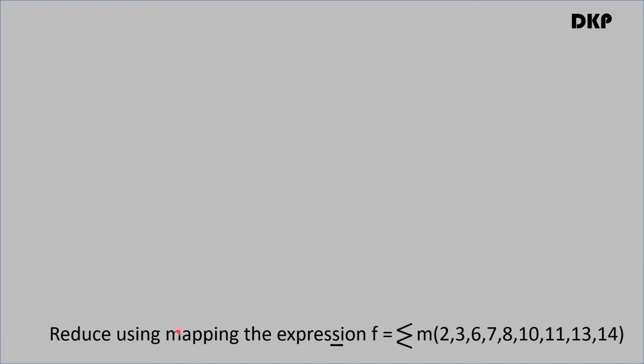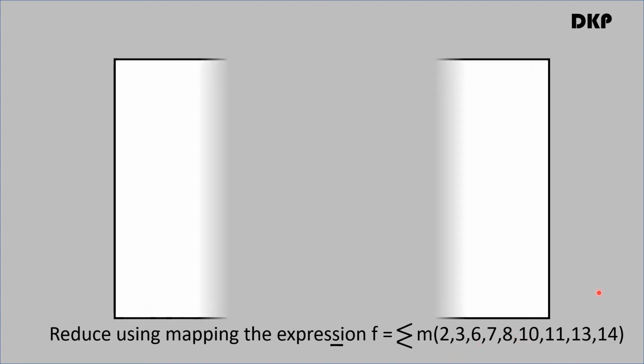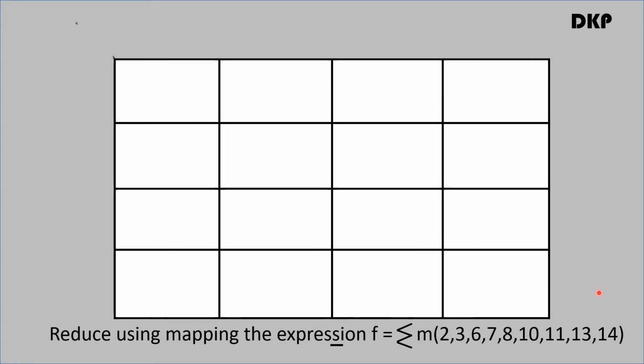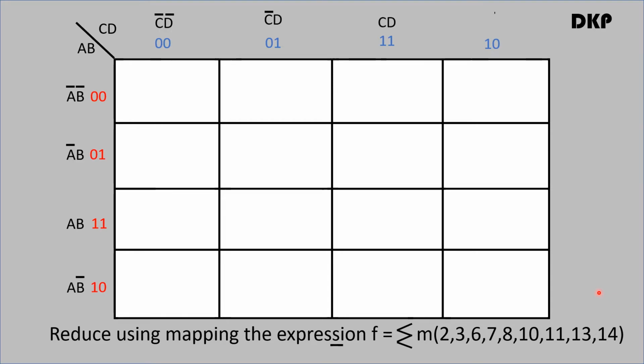Let us start with this example. Reduce using mapping the expression f is equal to summation m 2, 3, 6, 7, 8, 10, 11, 13, 14. So first of all, we have to draw the KMap, a 4-variable KMap which consists of 16 cells and the variables are A, B, C, D. And now you have to place ones in the corresponding minterms given in the expression. So the corresponding minterms are 2, 3, 6, 7, 8, 10, 11, 13, 14.